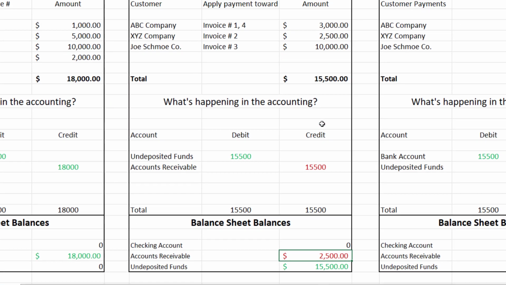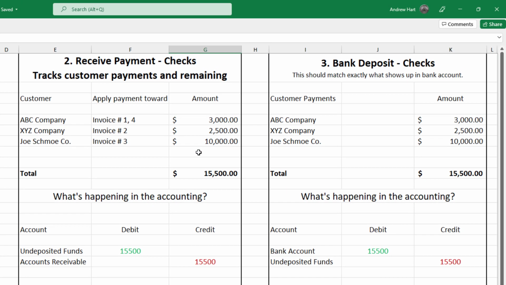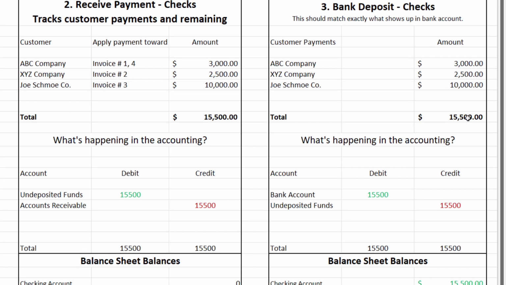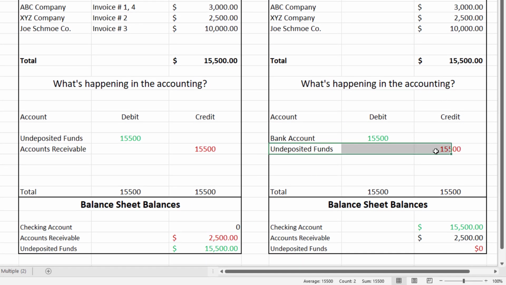All right, so now, step three, let's take those checks and deposit them. So we have the check, the payment from ABC company for $3,000. We have the payment from XYZ for $2,500 and Joe Schmoco for $10,000. Okay, total of $15,000. Undeposited funds is reducing by that $15,500, okay? And then our bank account is increasing by $15,500, okay?